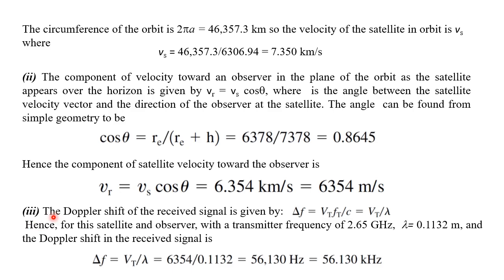The Doppler shift, third question, the Doppler shift of the received signal, that is delta F equal to Vt Ft by C. So that is equal to Vt by lambda. Here we have the frequency of 2.65 gigahertz, corresponding lambda is this one, 0.1132 meter. So the Doppler shift you can easily calculate. We have already determined this Vt, and lambda is this one. Putting those values, it turns out to be 56.13 kilohertz. Okay, so delta F is 56.13 kilohertz.